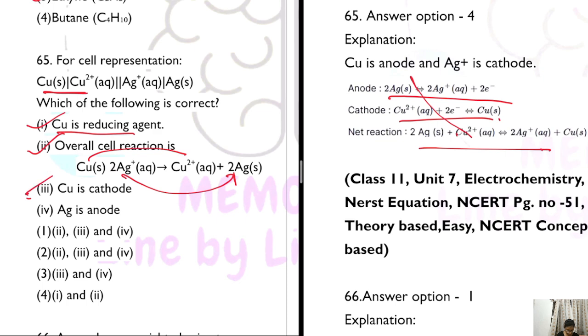Cu is cathode. This is false. Ag is anode. This is also false. The opposite is true. So fourth would be the correct answer.